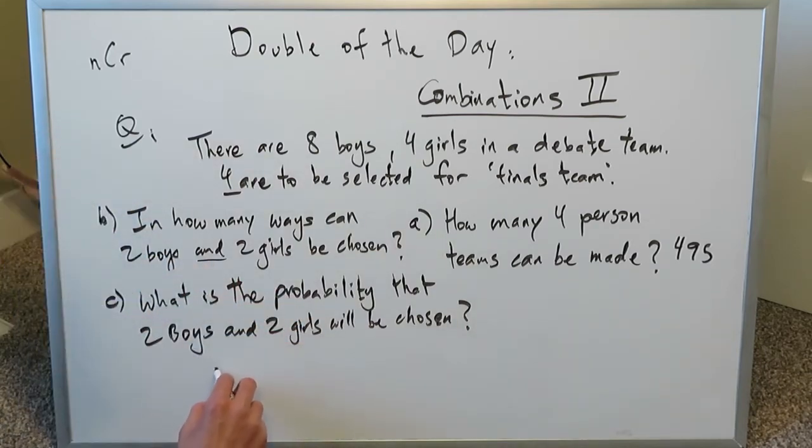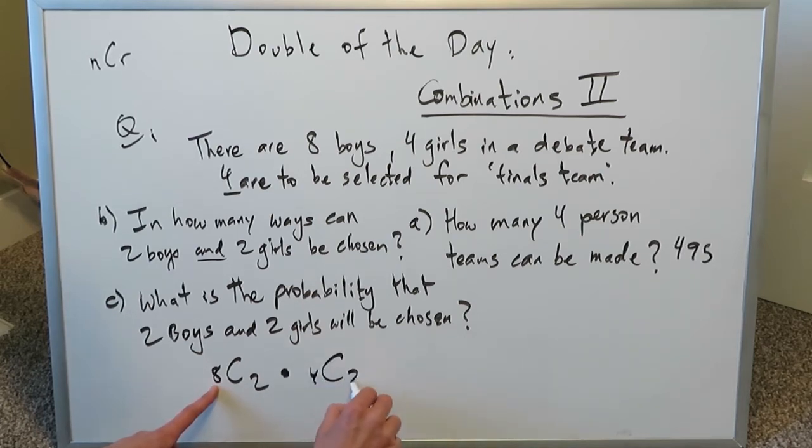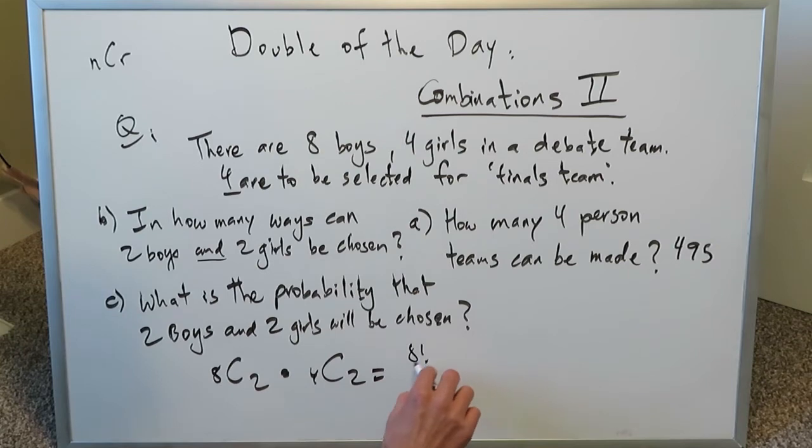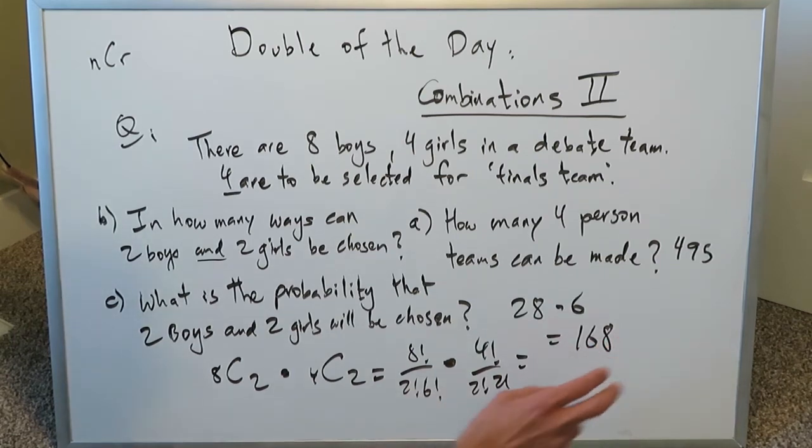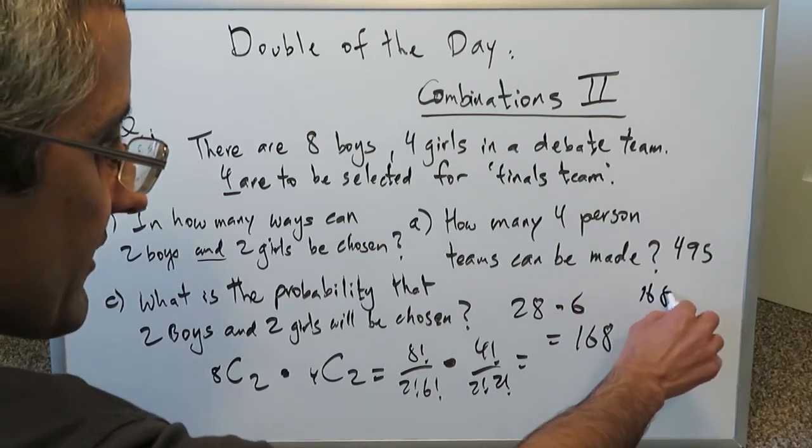The formula will be 8C2 for boys, because we have a total of 8 boys from which we're trying to pick 2. And you of course have to multiply, and then it'll be 4C2, because there are a total of 4 girls from which you're trying to pick 2 of them. You have to compute these individually. You'll have 8 factorial over 2 factorial times 6 factorial, because you know the formula, multiplied by 4 factorial over 2 factorial times 2 factorial. That gives 28 from here, 6 from here, and you multiply them to get 168 for number B.